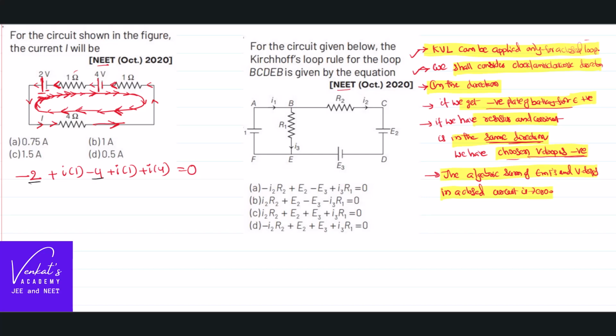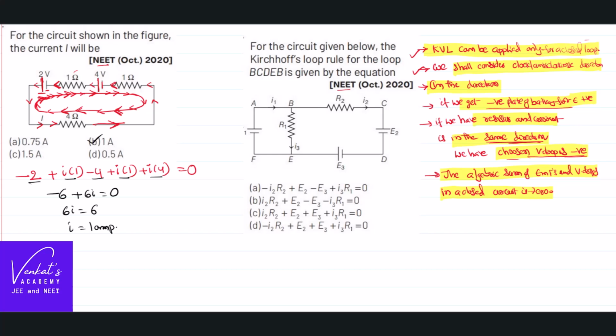Minus 2 and minus 4 is minus 6. I plus I plus I, 4I, 6I equal to 0. So, 6I equal to 6, I equal to 1 ampere is the answer for the problem.